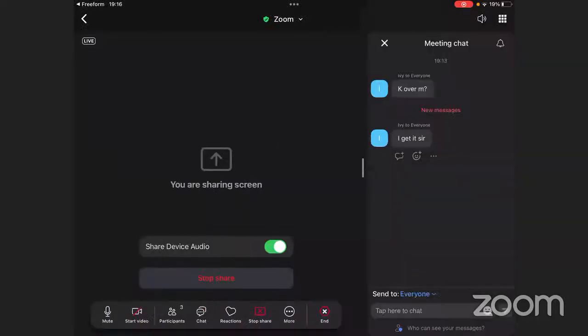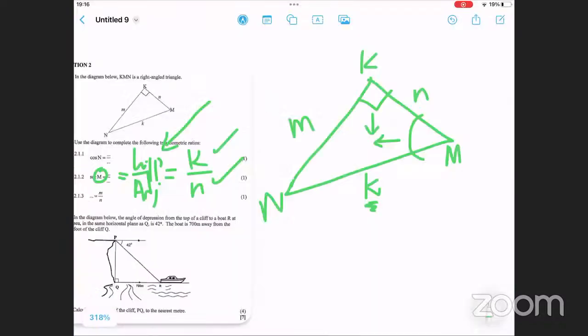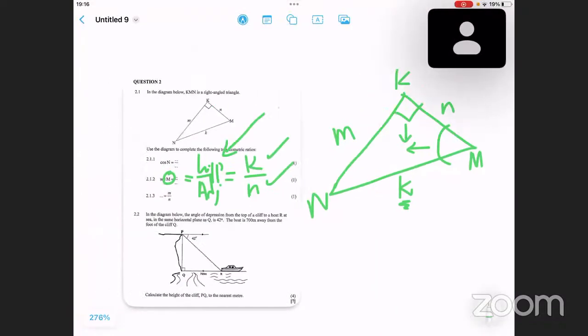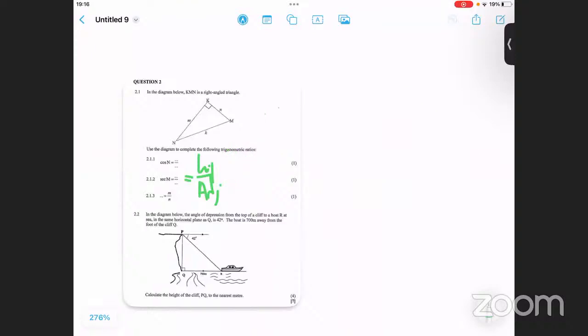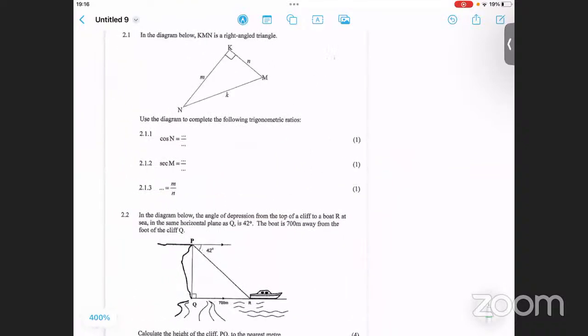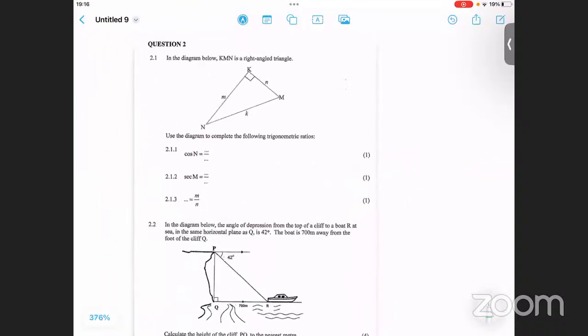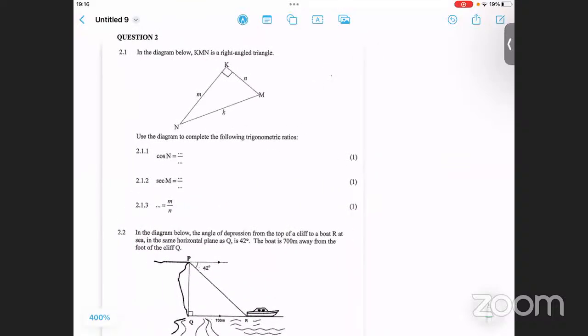Yes, I get it. Okay, so now let's move on to the next one. Now they are saying it's equal to m over n. Yes, what will therefore be that one?